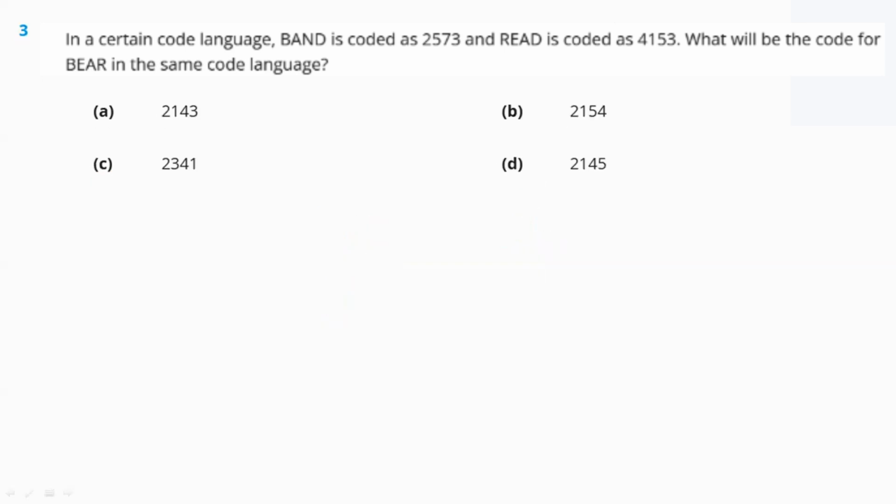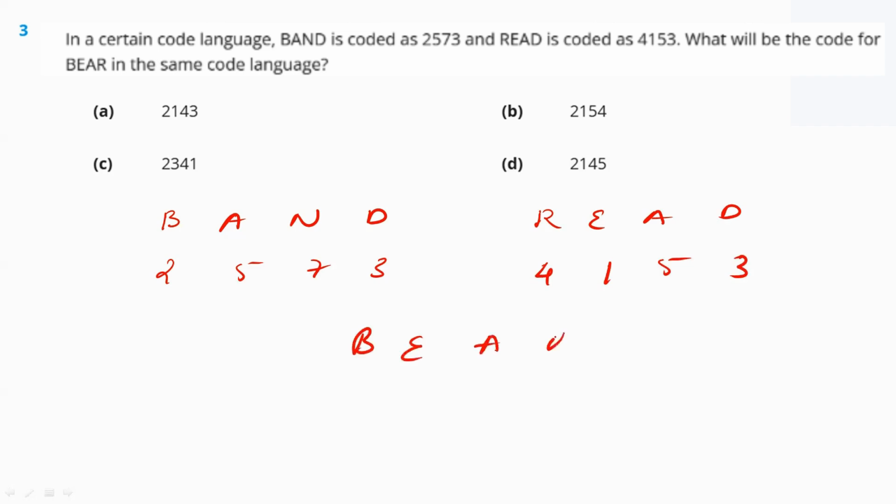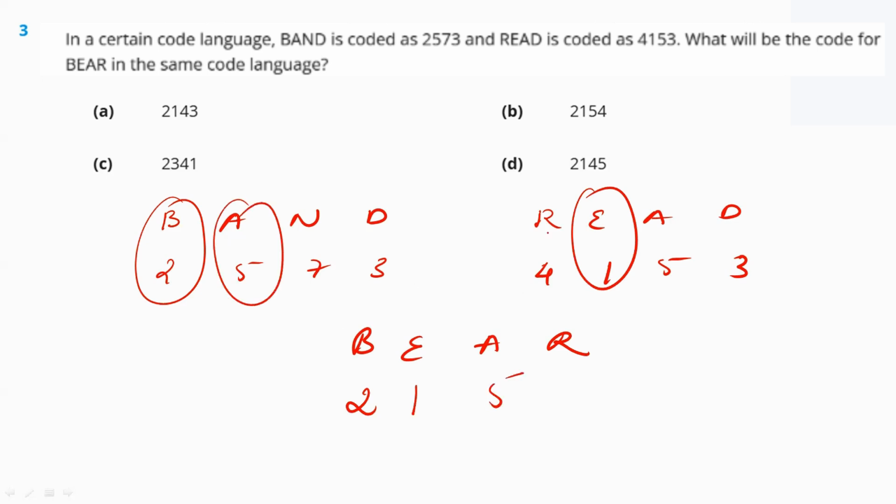Next. In a certain code language, band is coded as 2573 and read is coded as 4153. How is bear coded? If you write band and read, band is 2573 and read is 4153. So what would be bear? You have to select the corresponding digits for the letters. B is for 2, so we'll write 2 here. E is for 1, we'll write 1 here. A is 5, so we'll write 5 here. And R is 4, so we'll write 4 here. So 2154, option number B is our right answer.